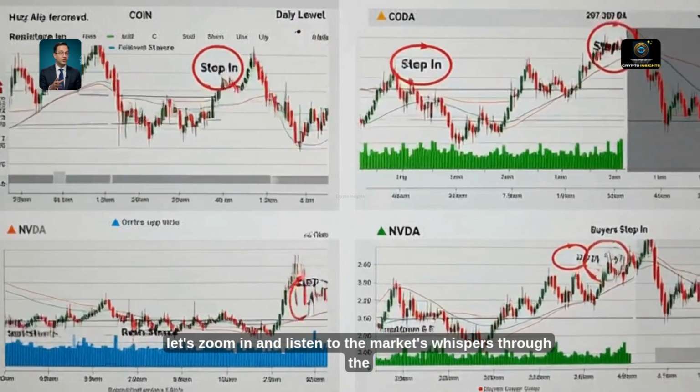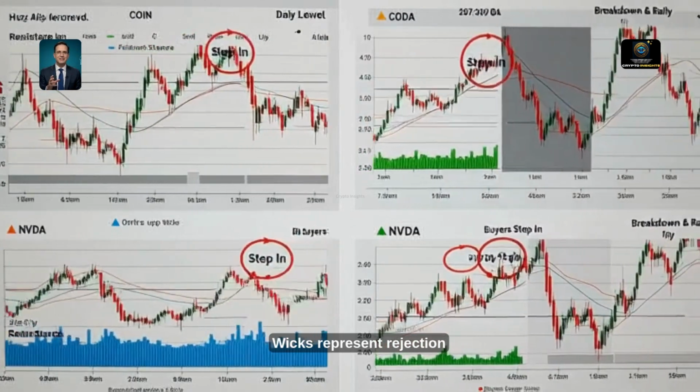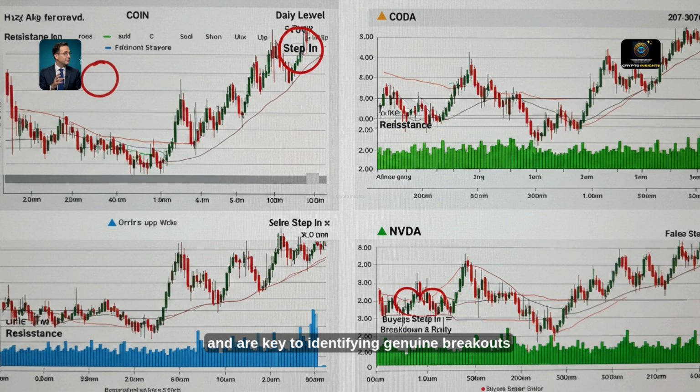Now, let's zoom in and listen to the market's whispers through candlestick wicks. Wicks represent rejection and are key to identifying genuine breakouts and breakdowns. Look at Coinbase, COIN. At a key resistance level, you see multiple daily candles with long upper wicks. What does this tell us? Each time the price tried to break higher, sellers aggressively stepped in and pushed it back down. This is a clear sign of resistance and a potential false breakout, which can be a great shorting opportunity. The opposite is also true. At a support level, long lower wicks indicate that buyers are absorbing the selling pressure and defending that price. This is a sign of strength.